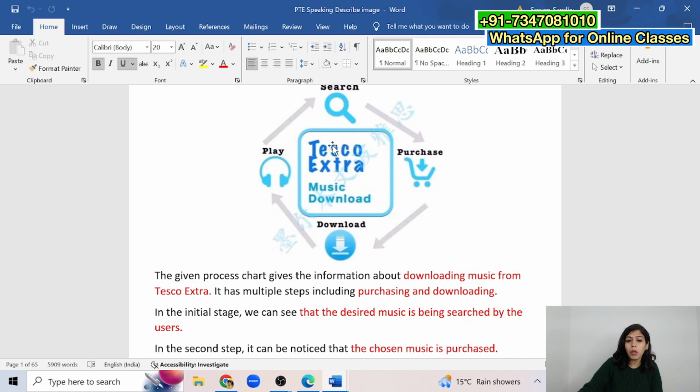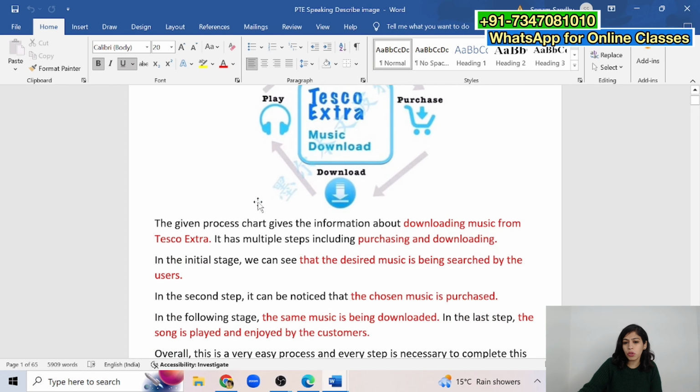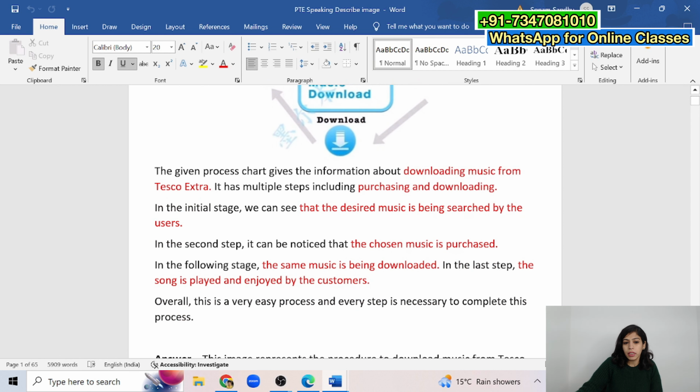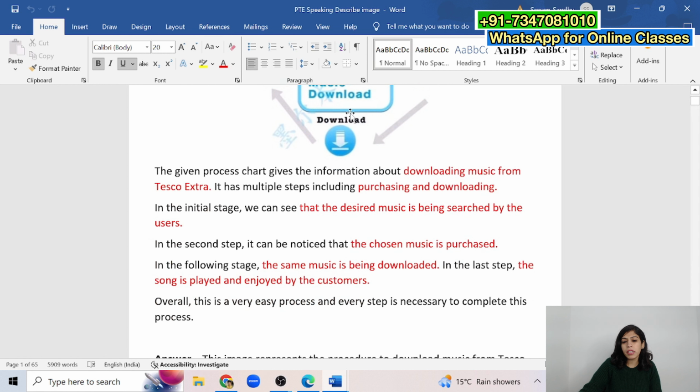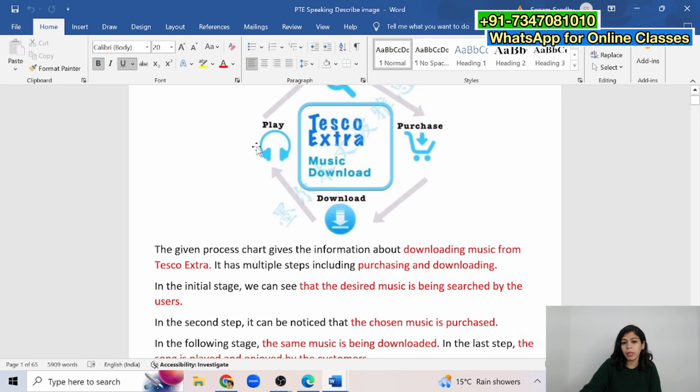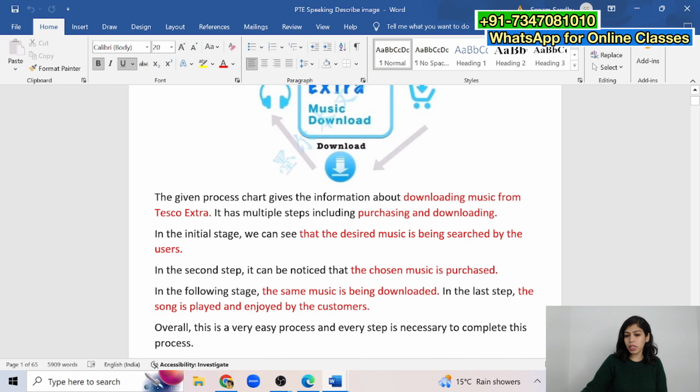Now in the second step, it can be noticed that the chosen music is purchased. In the following stage, as in the next step, the same music is being downloaded. In the last step, the song is played and enjoyed by the customers. Overall, this is a very easy process, and every step is necessary to complete this process.